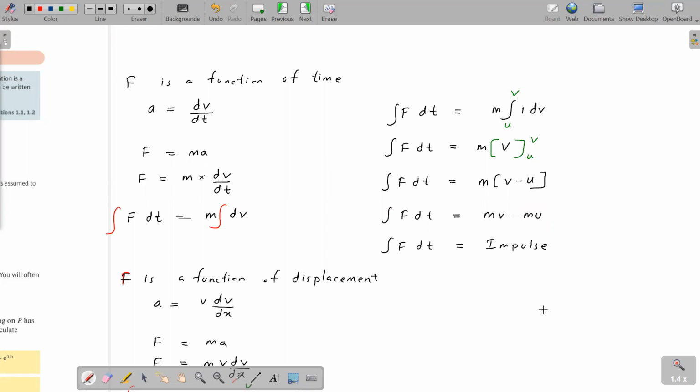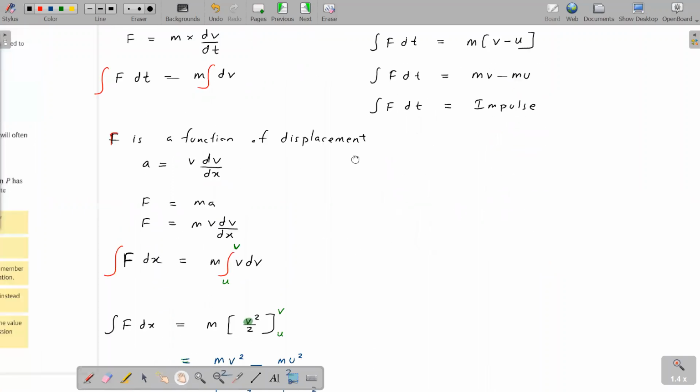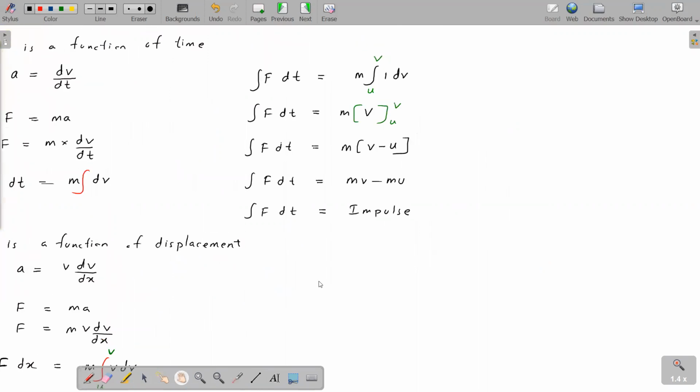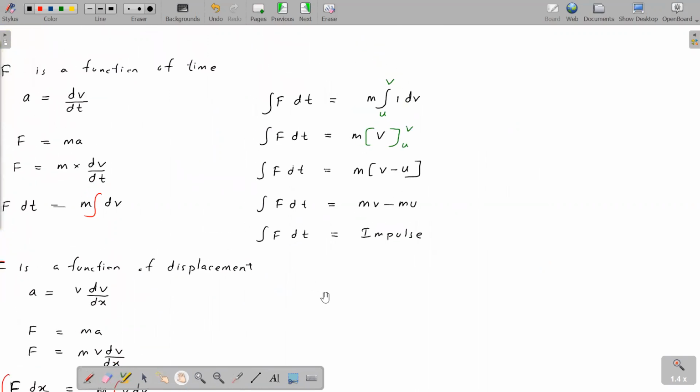Change in momentum equals impulse. Okay, so if you have a force with respect to time and if you integrate the force with respect to t, with the t limits, you will be able to get the impulse. If you have a force with respect to displacement and if you integrate that force with the displacement limits, you will be able to get the work done by the force. The other one will give you the impulse provided by the force. So these are some basic things that you should know. Okay.